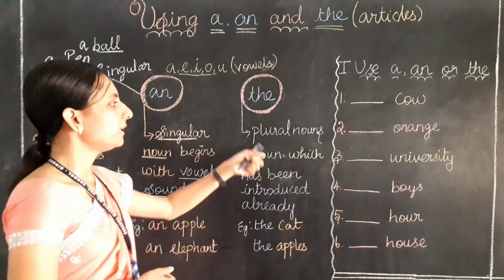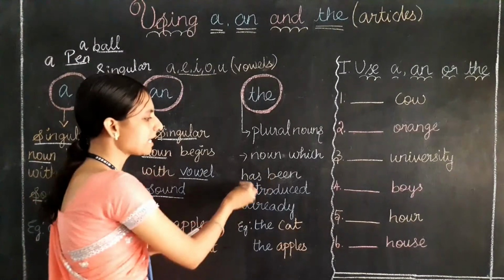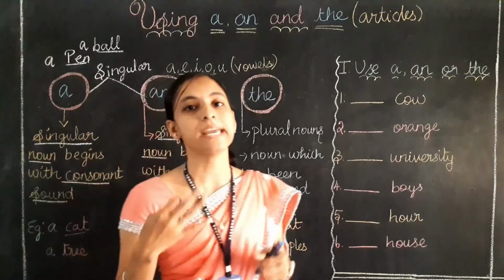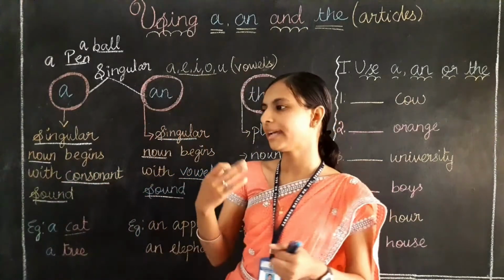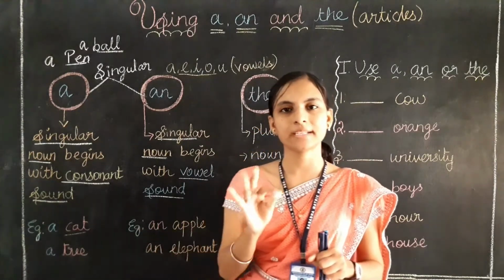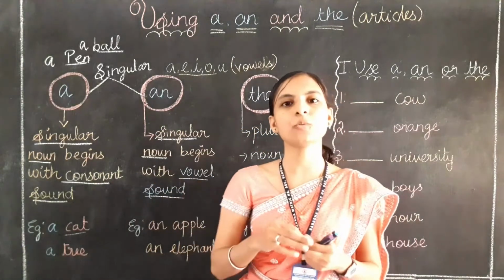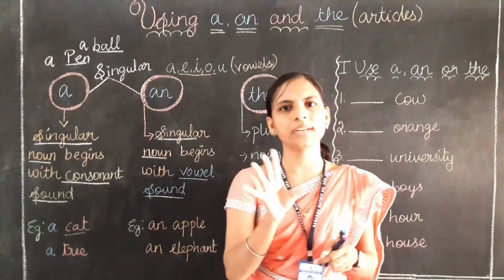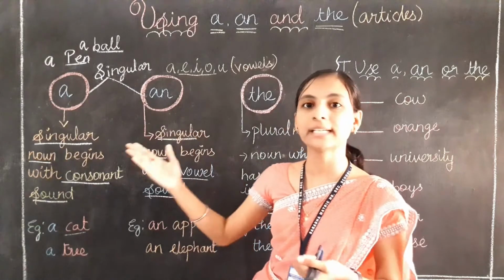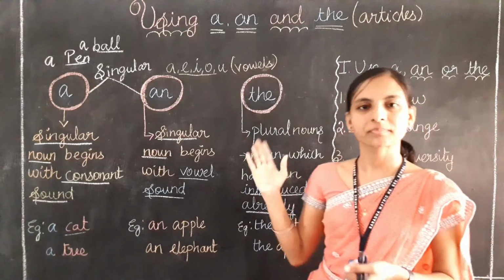And next, this article the can be used before a noun which has been introduced already. It means in a paragraph, like I am talking about an apple. In the first sentence alone, I can use article a or an. Okay, article a and article an can be used only once in a paragraph. If the same noun is repeating again, there we don't use article a and article an again. Instead, we use article the.